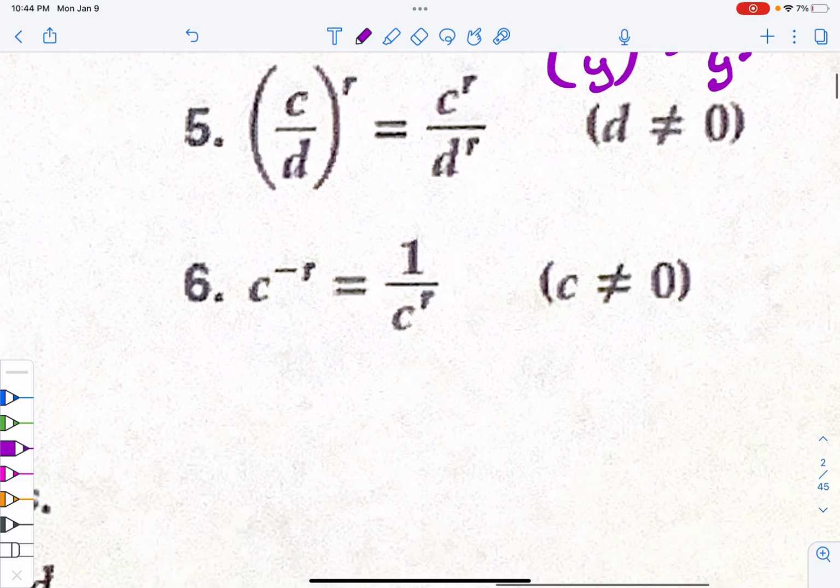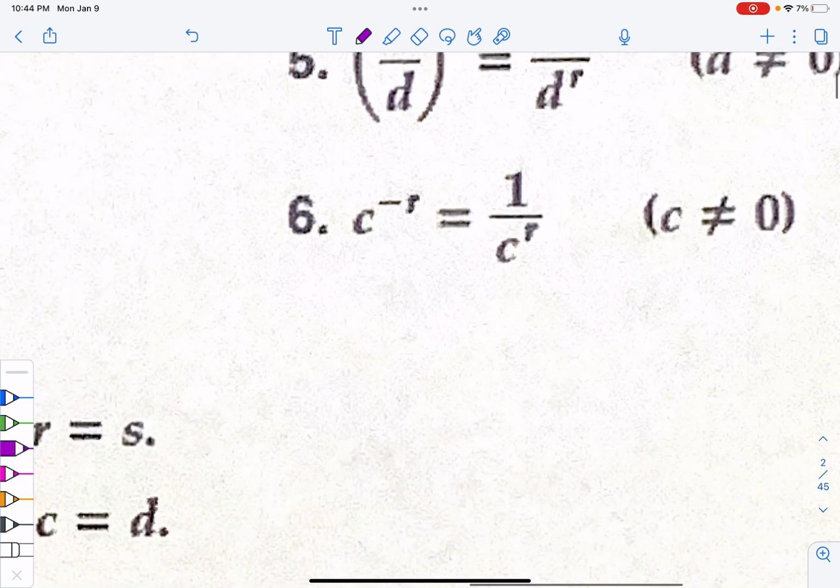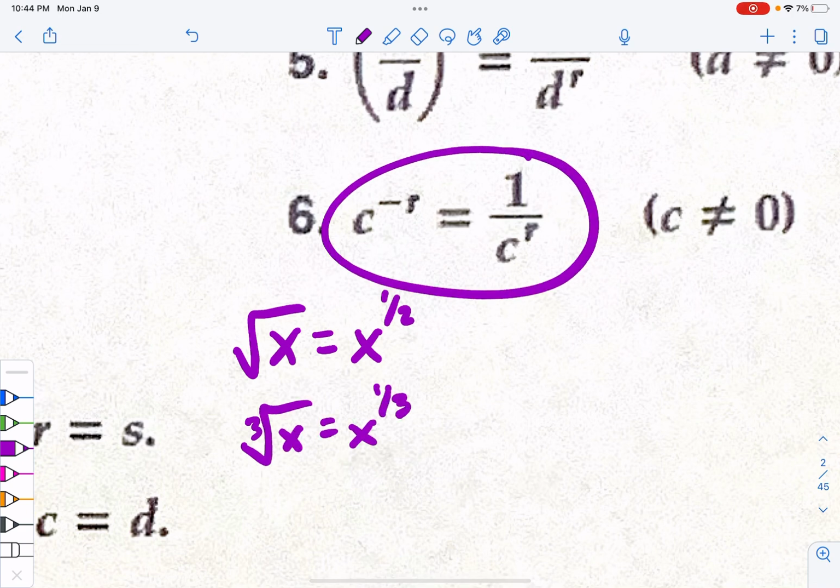All right, here's the big one that people forget. The square root of x means x to the 1/2 power. Remember that, don't forget that. Or like the cubic root of x, people always forget this rule. That's how that works.